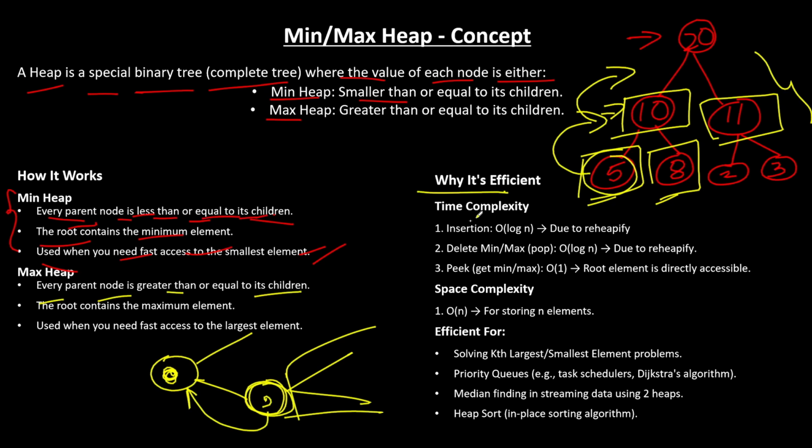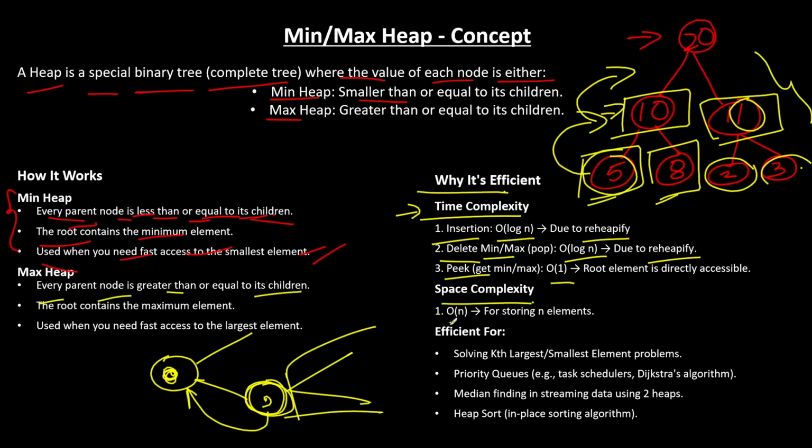Now, why is it efficient? According to the time complexity, insertion takes O(log n) time, deletion of the minimum or maximum takes O(log n) time, and picking the element takes O(1) time. Now, here I've mentioned reheapify. Reheapify is the concept of how heapify works in a tree. It means that whenever you delete a node, we have to reorganize the complete tree, or how to delete a node in the middle, or how to delete a node at the end. This is what heapify does. This is a different concept to learn about, and I will create a different video for it.